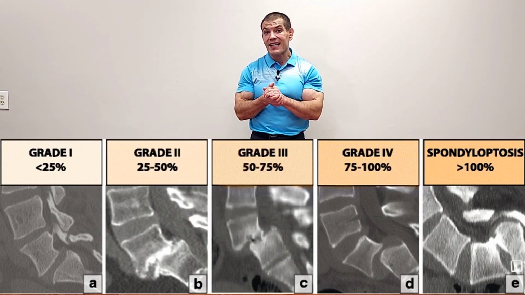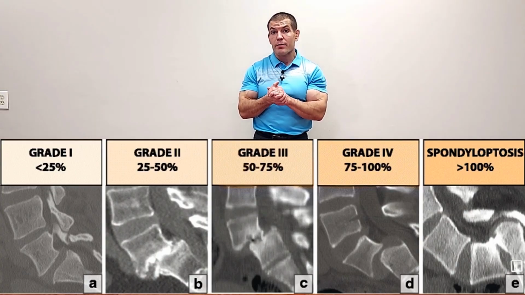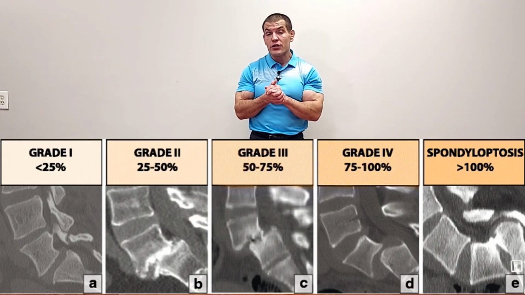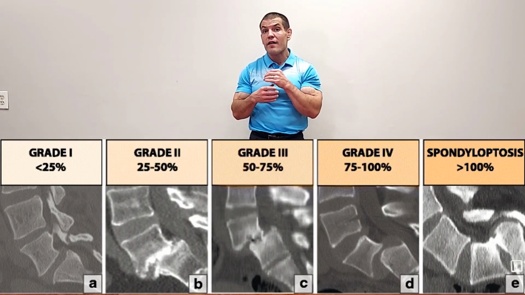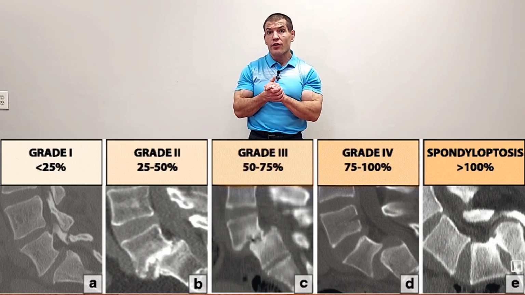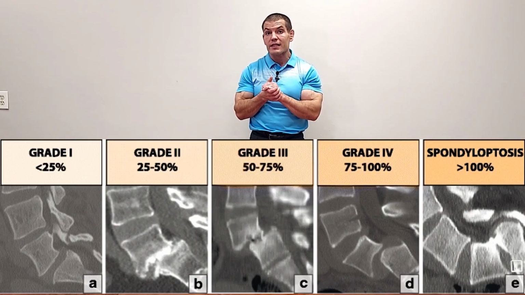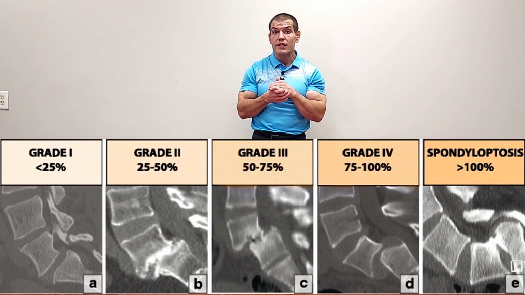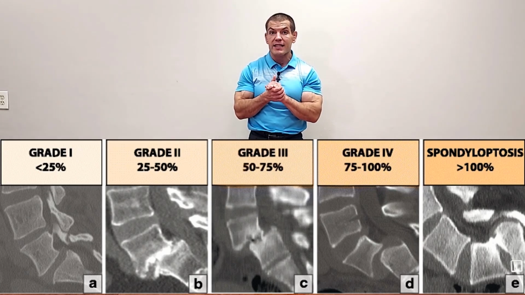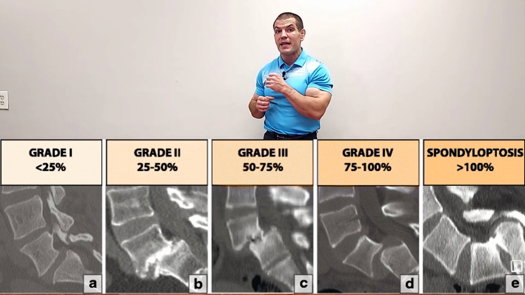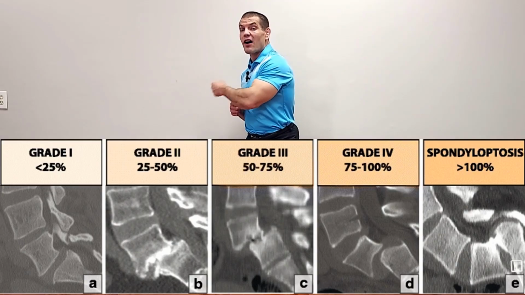Now, the severity of spondylolisthesis is graded on a 1 to 5 scale. Grade 1 is less than 25% slippage. Grade 2 is 26 to 50% slippage. Grade 3 is 51 to 75% slippage. And grade 4 is greater than 75% slippage, with grade 5 being the upper vertebrae has slid all the way off the lower vertebrae.